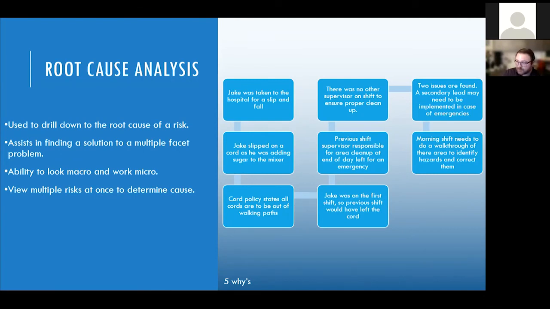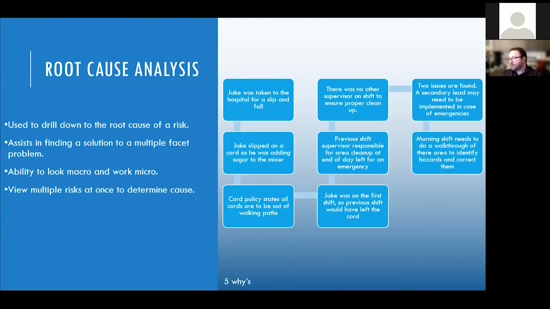So starting off, Jake was taken to the hospital for a slip and trip and fall. So that's a fact. That happened. So he slipped, he tripped, he fell, he had to go to the hospital. That's where we're starting from. So then we say, why? Well, Jake slipped on a cord as he was adding sugar to the mixture. Well, we already know that our cord policy states that cords are to be out of walking paths. We have it in our rule book. Why did that happen? So that's the second why.